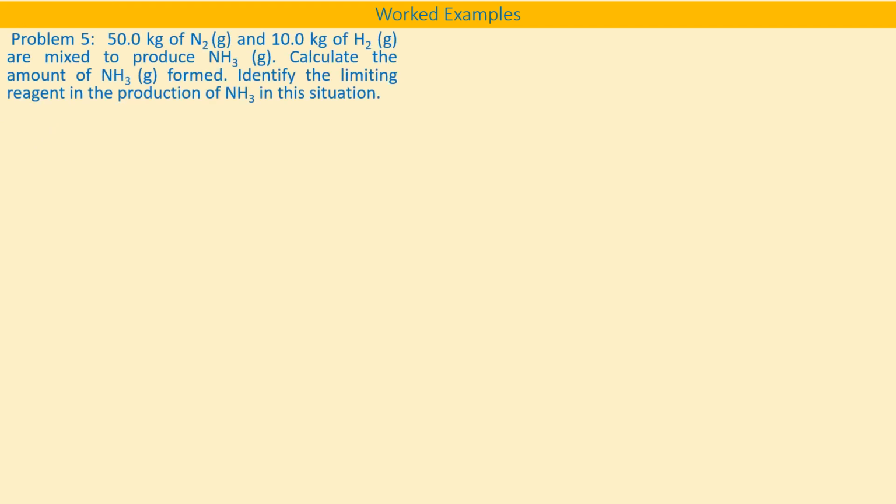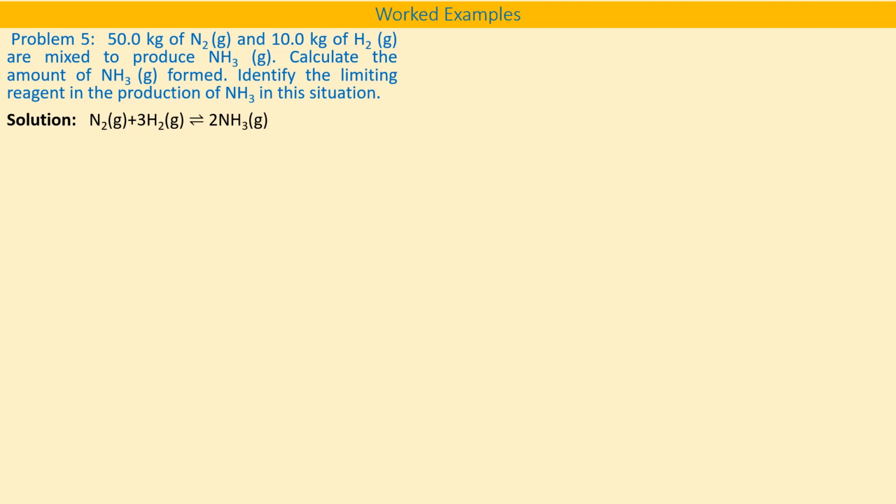Next question. 50 kg of nitrogen and 10 kg of hydrogen, both in gaseous state, are mixed to produce NH3 gas. Calculate the amount of NH3 formed. Identify the limiting reagent in the production of NH3 in this situation. Please read the question once again and we will solve.